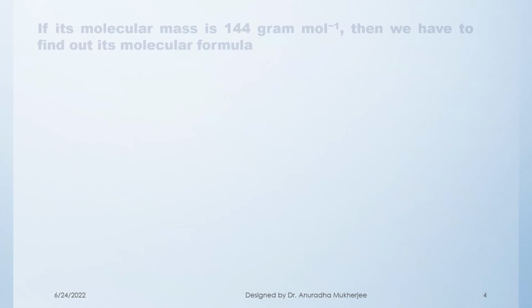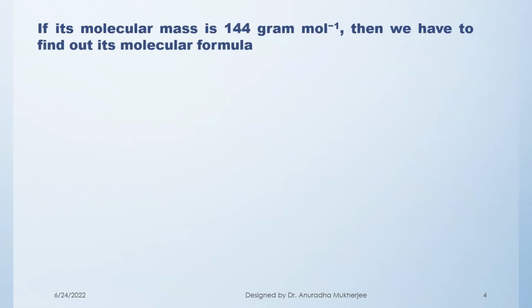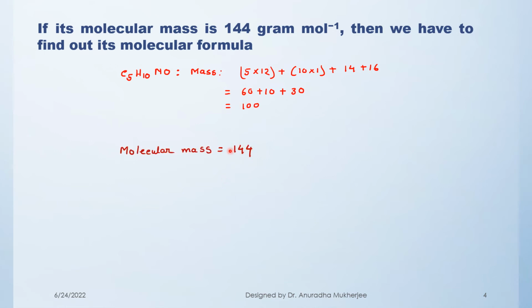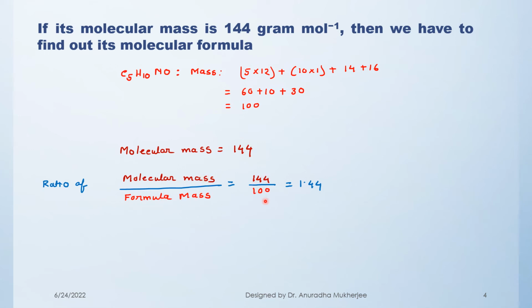Next, now we have to find out the molecular formula from the empirical formula. To find out the molecular formula from the empirical formula, first we have to find out the mass of the empirical formula. So this is the mass of the empirical formula. Now the molecular mass has been given, that is 144. So we have to find out the ratio of the molecular mass divided by formula mass, means 144 divided by 100, which gives you 1.44. So now if you multiply this empirical formula C5H10NO with this 1.44, that will be your molecular formula.